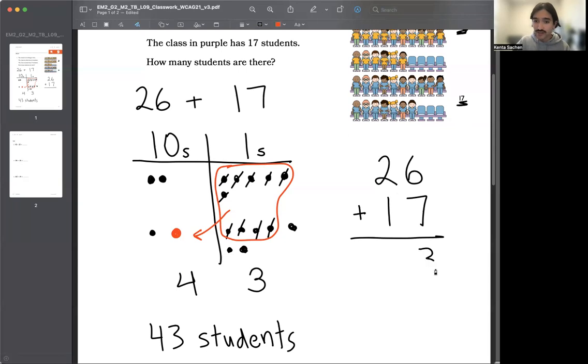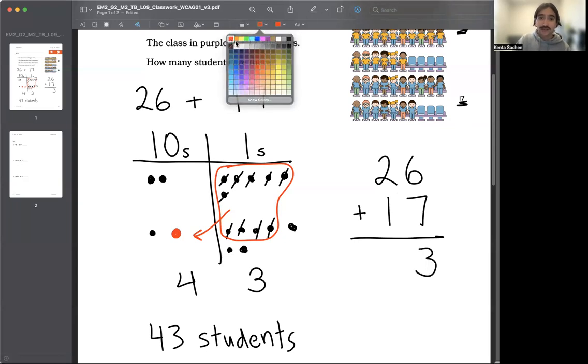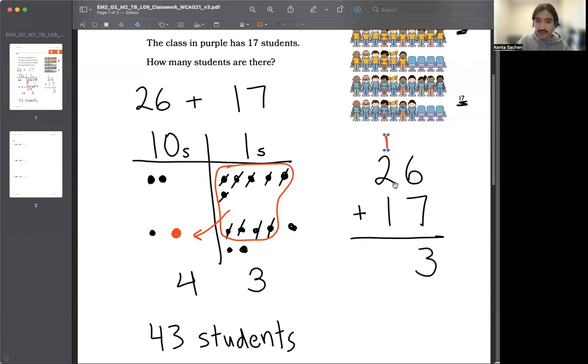I'm going to write down the 3 here, and then this 1 goes up here. Now it's 13, right? Look, we have the number 13. We take our 1 and we move it to our 10s, just like we took our 10, right here, and we moved it to the 10s. Now we have to add 1 plus 2 plus 1 to get 4. And we're left with the same answer of 43.